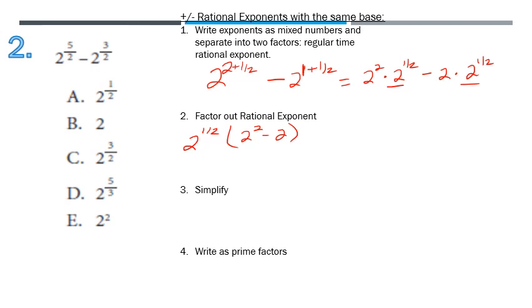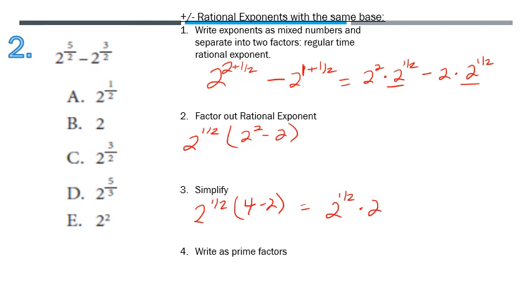Okay? Then we're going to simplify. So we have 2 to the 1/2 times 2 squared is 4, 4 minus 2. What is 4 minus 2? Well, 4 minus 2 is 2. So we're left with 2 to the 1/2 times 2.